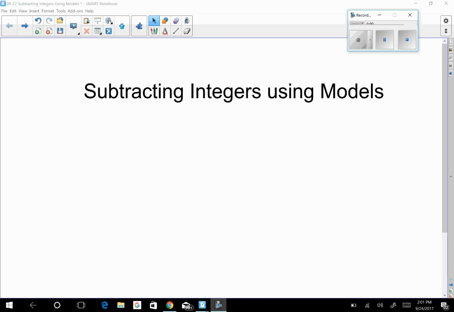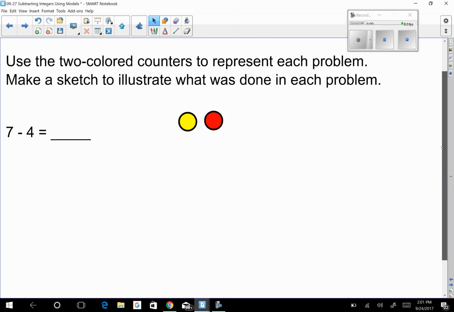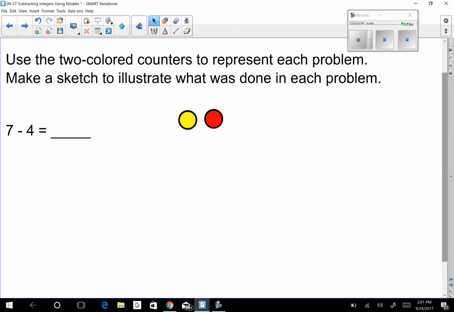In this lesson, we're going to learn how to subtract integers using models. Okay, as you can see, it's going to be very similar to when we were adding integers using the models, except this time we're only using the colored counters and not the number line as well. So with the colored counters, it's the same thing. One yellow is one positive, one red is one negative. So we're going to try this first problem here.